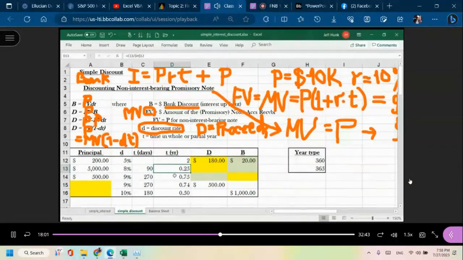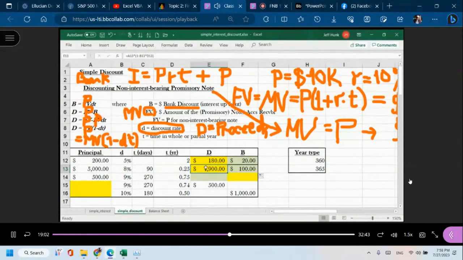Well, I already converted everything into years, but second problem: principal is 5,000, discount rate 8%, time 90 days. So we converted into years, right? And ordinary always, unless otherwise specified, right? Ordinary is the default. So what is the proceeds and the bank discount? Now we don't have to do it again. We do it exactly like the first row, I mean row 12. So you can just copy and drag it down.